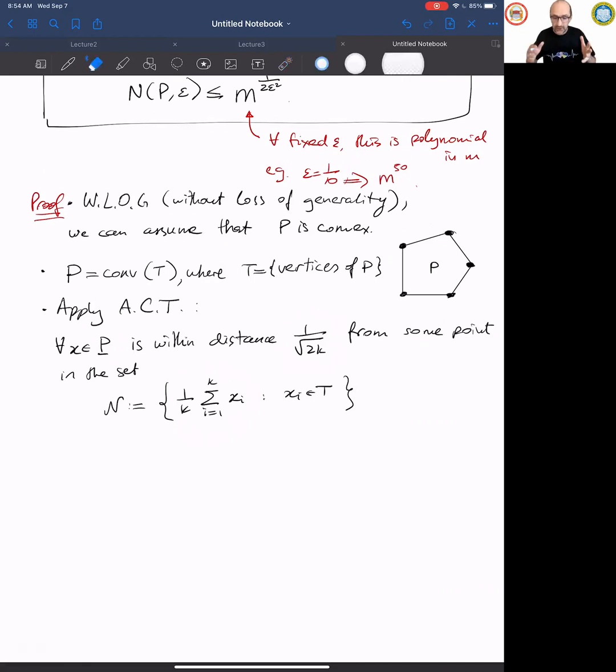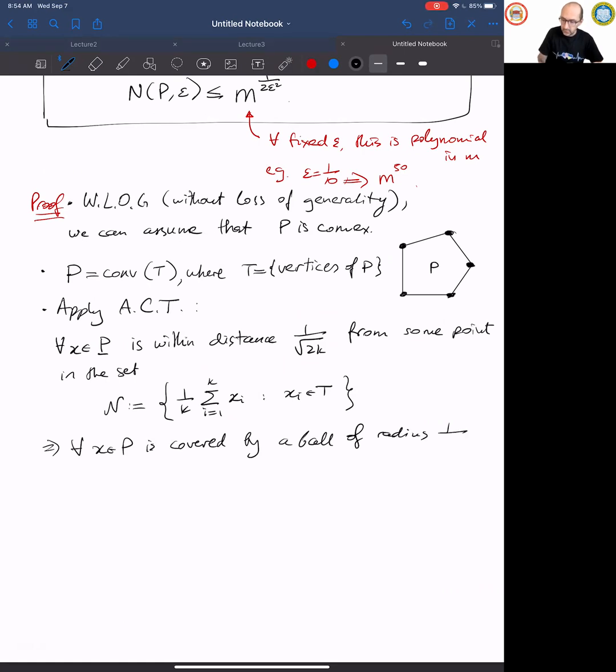Okay, and now let's do this more geometrically. What does it mean that a point is within this distance from the other point? It means that it can be covered by a ball centered right there. So it means that this P is covered by a ball of this radius, centered at some point from the set.